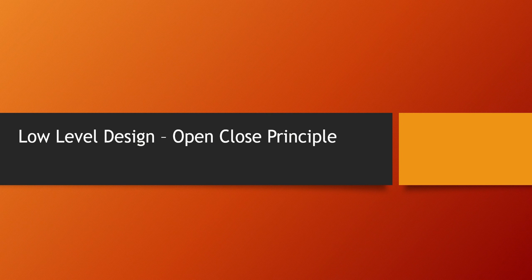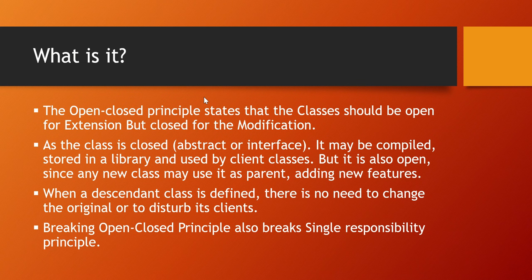So in my today's session, I'm going to cover a low-level design or SOLID principle called the open-closed principle. Okay, let's start quickly. So what is it? The open-closed principle states that classes should be open for extension but closed for modification. When you create a class, this principle states that whenever you want to introduce a new feature to that class, you should not modify that class itself. Instead, you should extend it and create new features or new functionalities for that class.